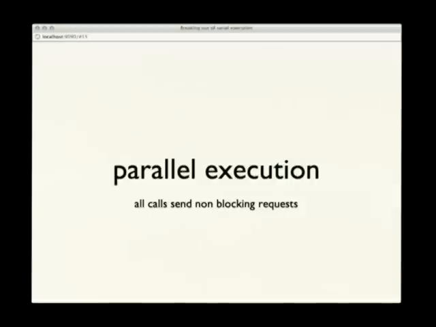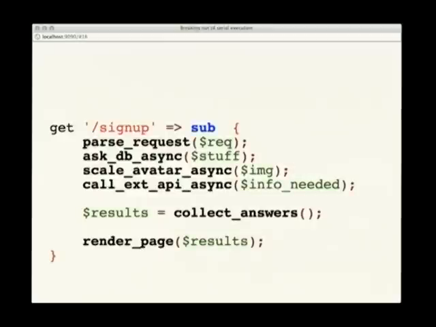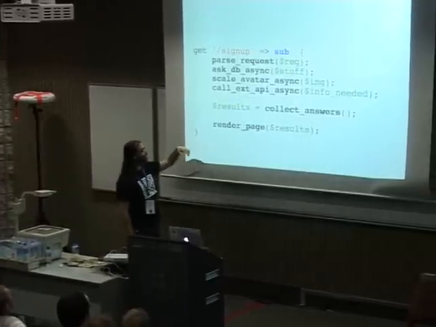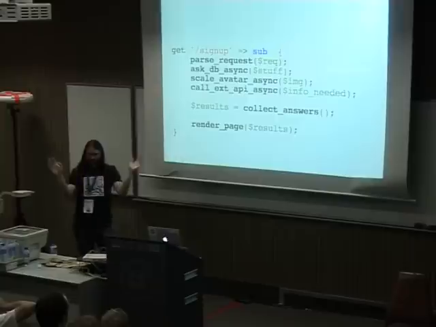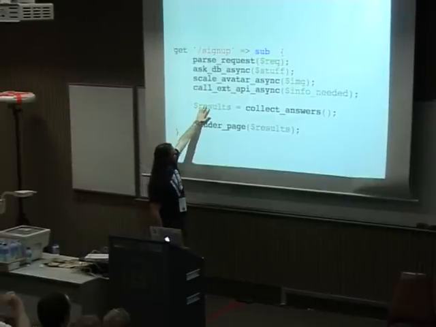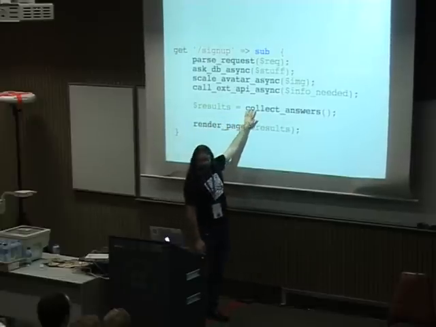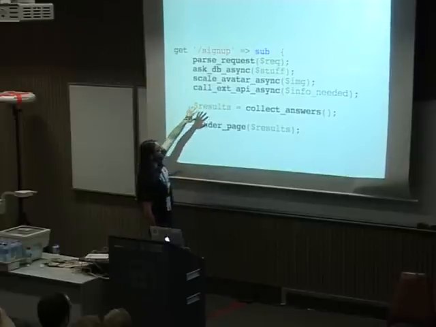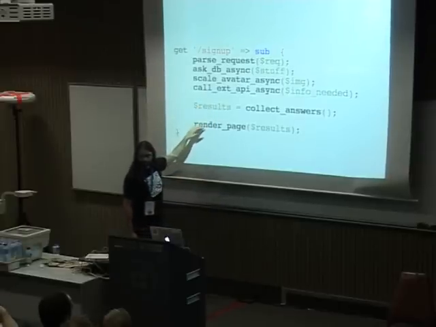Parallel execution. So if we take our idea from before, that we have this bit of code where we do all sorts of requests and we want to speed it up, we can probably do it somehow like that. We pass something and then we just fire off a request to our database, fire off a request to scale the image, and call some external APIs, and we don't actually care about any of the responses. We just fire all those requests off and then at the very last moment, before we render the page, we collect all the answers. Because only there are we actually interested in all that. We don't need it before. We don't need to know if that scaling of the avatar actually worked until we actually render the page.